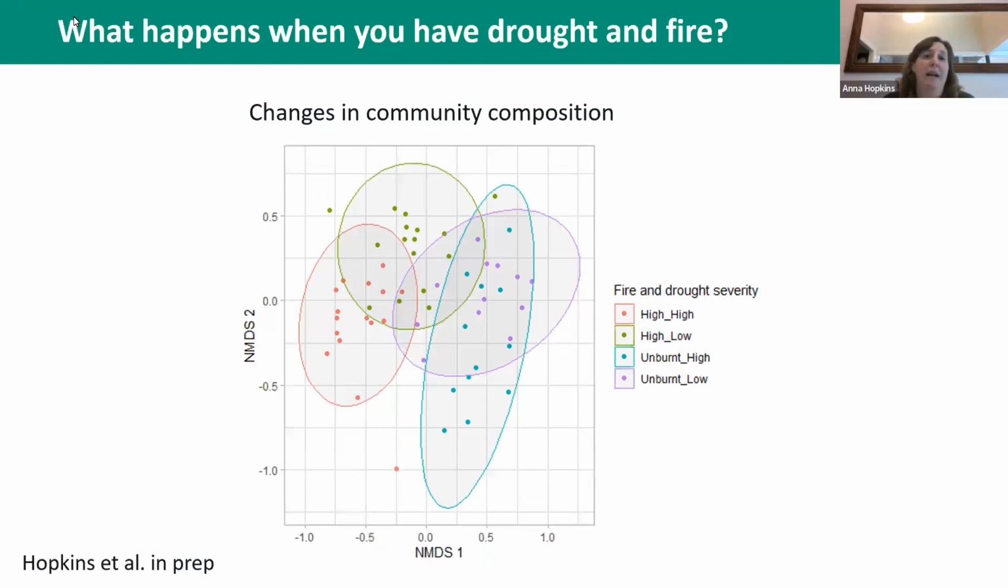When you look at how that impacts the community composition of those fungi, you can again see that there's some quite significant differences between those areas depending on what disturbance types they've had. So we've got high fire, high drought in the orange here, high fire severity, low drought in the green. The purple is our control, so unburnt and low drought, and the blue is unburnt and high drought. So you can see there's quite a bit of difference between those different treatments, and they're all having some impact on the way that the fungi are responding.